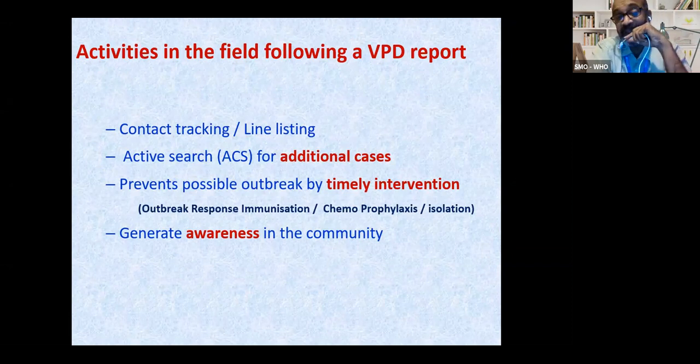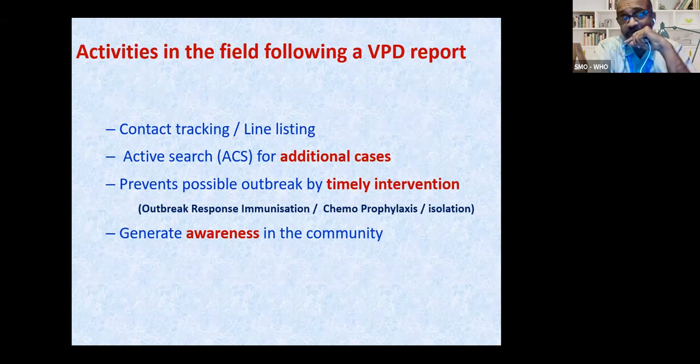The most important thing, we track all the contacts and line list them, whether it's diphtheria, pertussis, measles, rubella, whatever. For all the cases, we track all the contacts and line list them. And at the same time, we do an active case search in the locality, in nearby houses, or in that ward or village, for additional cases. Then we try to prevent that case becoming an outbreak in that area by doing timely intervention like outbreak response immunization for diphtheria.